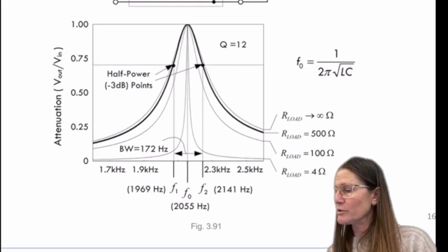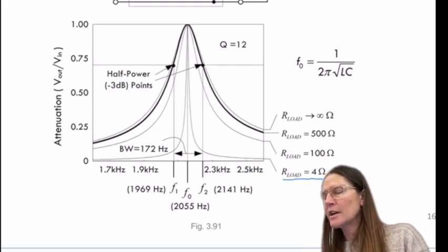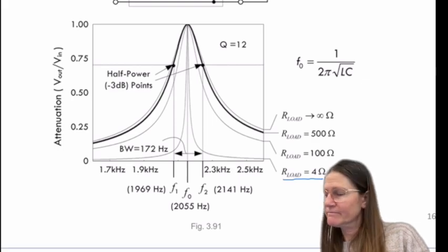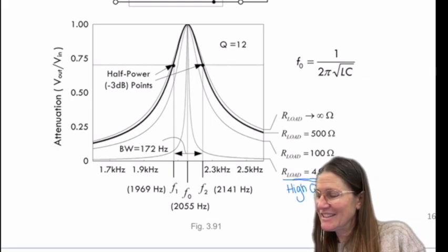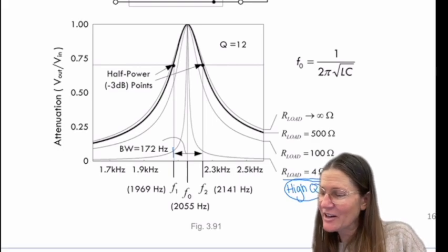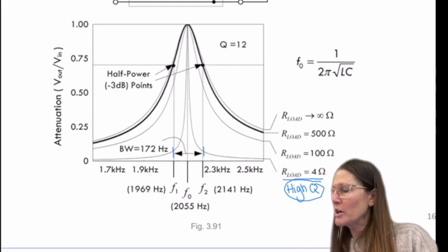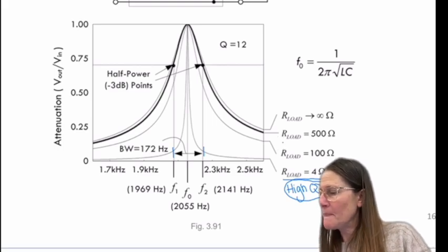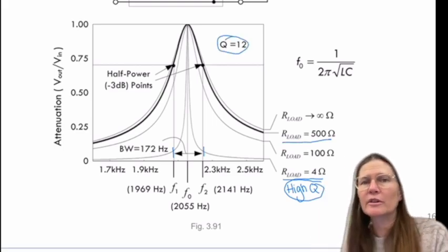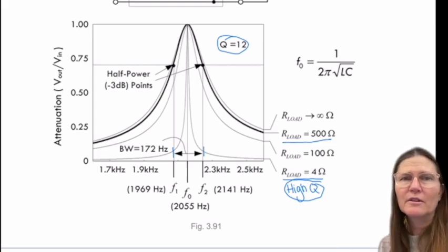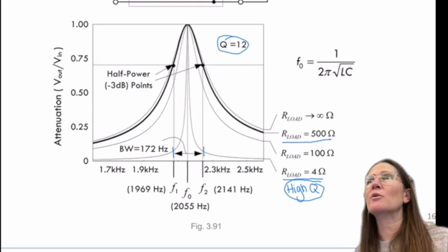These are what the loads look like. For a load of 4, is that a high Q or a low Q? Right, it's a very narrow band. For the load of 500, it's a Q of 12. So the lower the load, the better quality factor you get here.